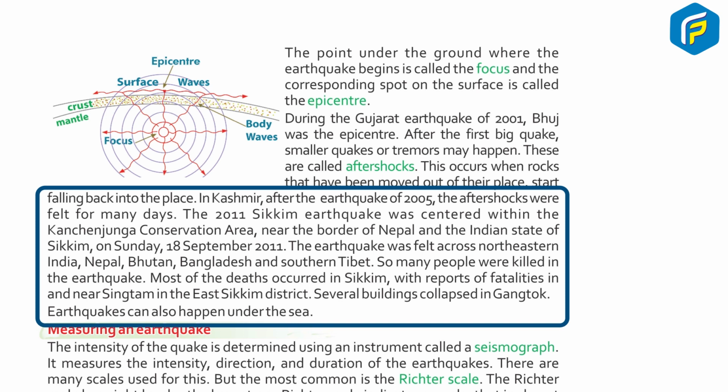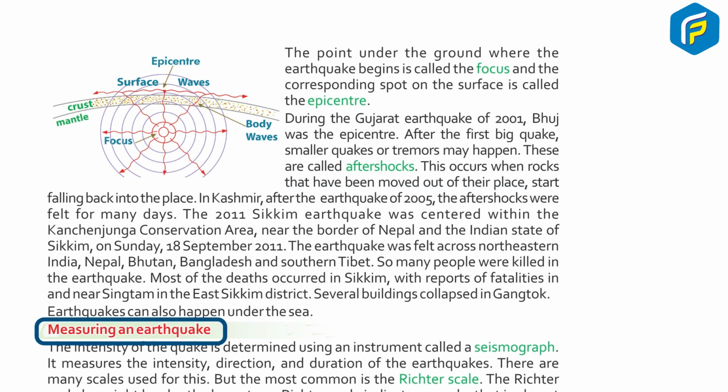The 2011 Sikkim earthquake was centered within the Kanchenjunga Conservation Area near the border of Nepal and the Indian state of Sikkim on Sunday, 18 September 2011. The earthquake was felt across northeastern India, Nepal, Bhutan, Bangladesh and southern Tibet. Many people were killed in the earthquake. Most of the deaths occurred in Sikkim, with reports of fatalities near Singtam in the East Sikkim district. Several buildings collapsed in Gangtok. Earthquakes can also happen under the sea.